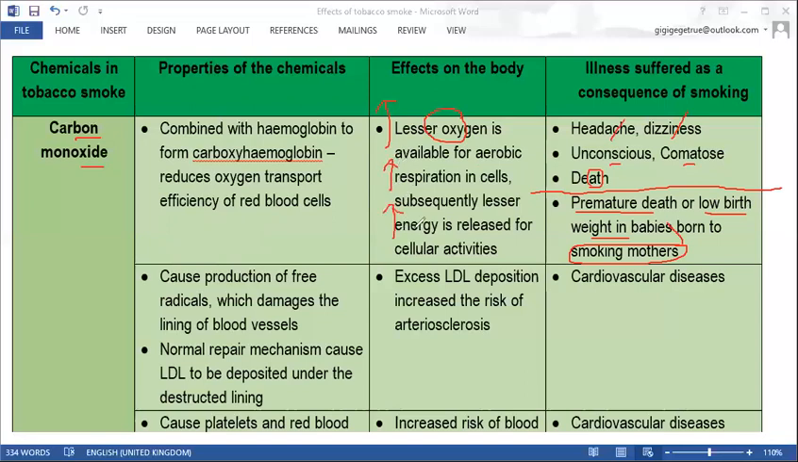If you have lesser energy, then you end up with lesser growth. So if you have lesser growth, then your weight will be very low. If your weight is too low, then you cannot survive. You die. Okay?